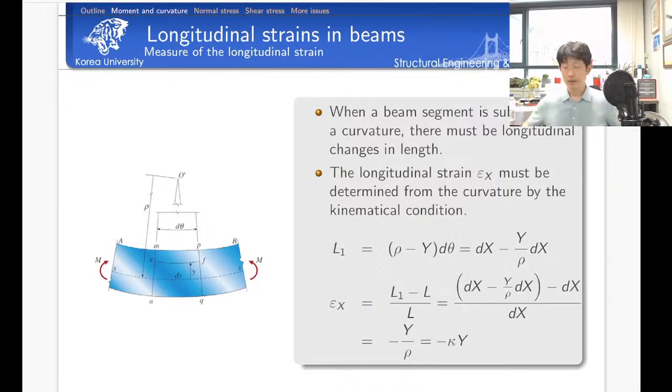So now we understand that we want to measure the deformation of the beam segment using the curvature. If you have a deflection in a beam problem, the deformation is characterized by the curvature. This is the point that we want. So this is the center of curvature, this is the radius of curvature, and this is the angle.